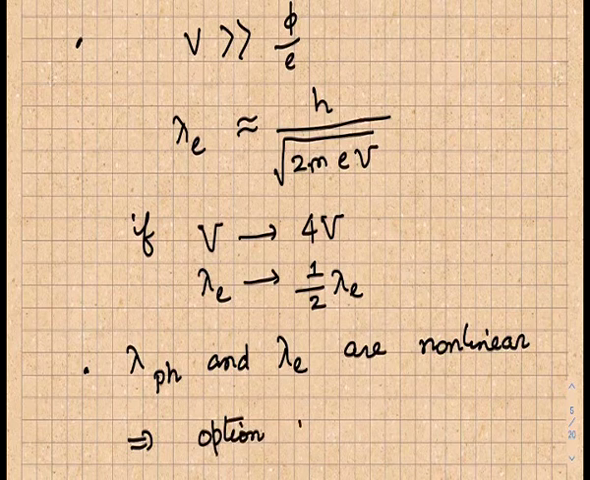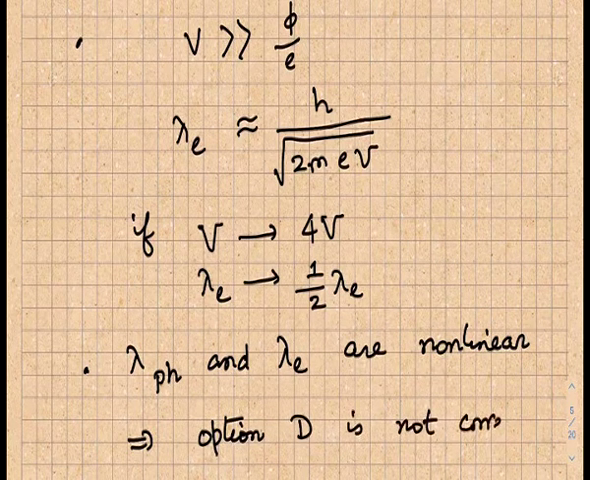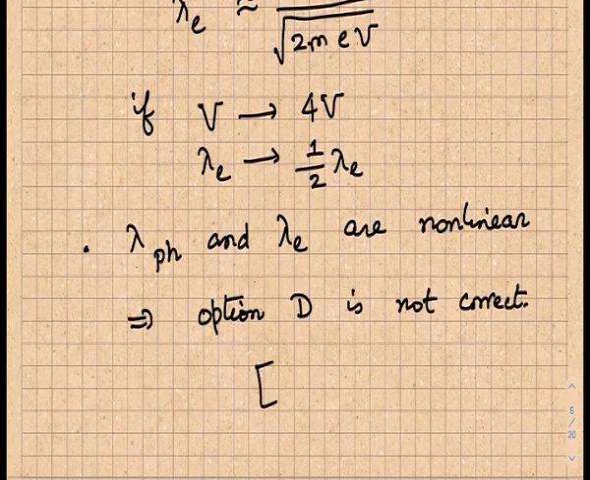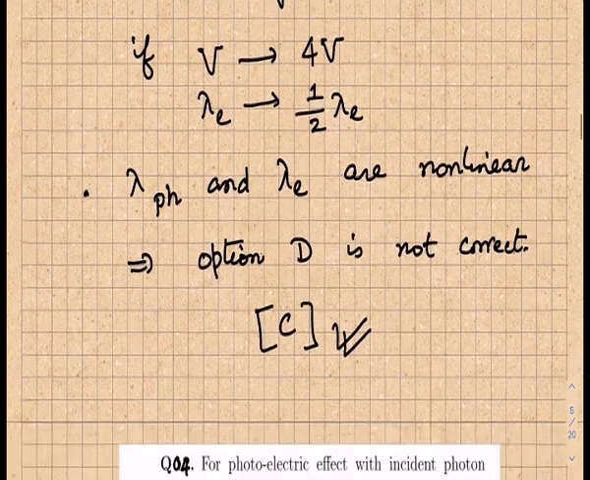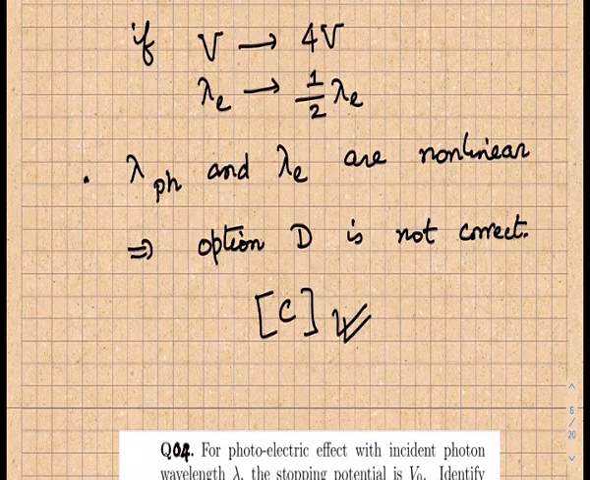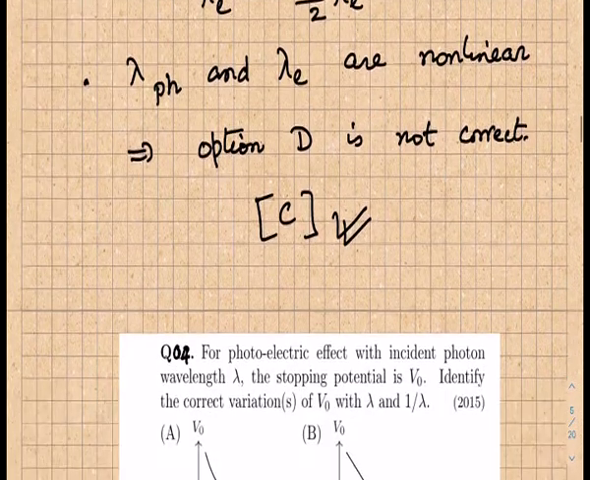So option D is not correct, so this can be ruled out. Therefore the only option that we are left with is option C. So option C is the correct one. In this particular problem, only one option is correct, and that is option C.